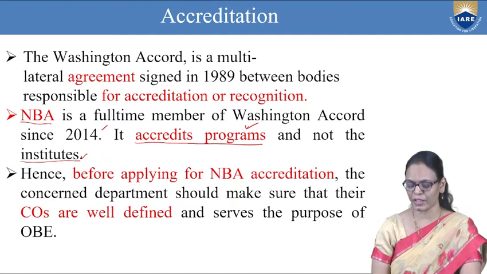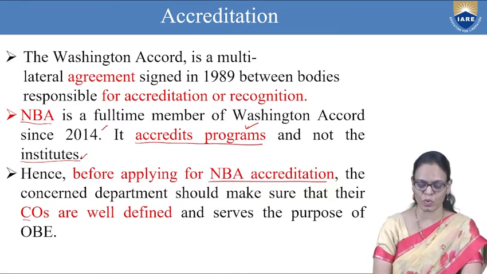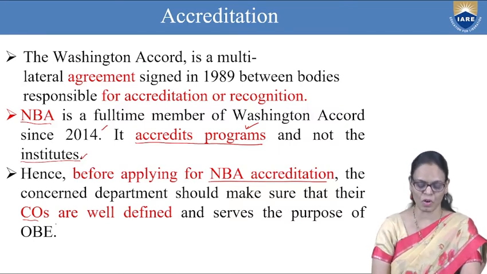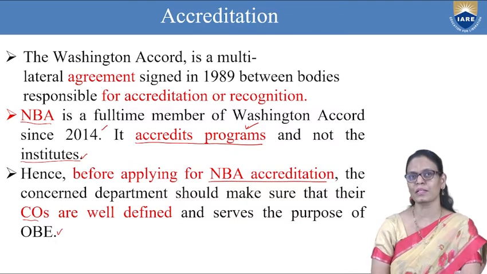Before applying for NBA accreditation, the concerned department should make sure that their COs, here meaning the course outcomes, are well defined and they serve the purpose of OBE, meaning outcome based education. So the first step is for the department to make sure that their course outcomes are well defined and serve the purpose of outcome based education.